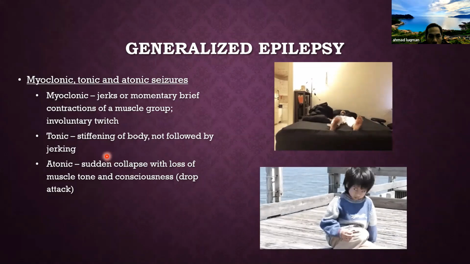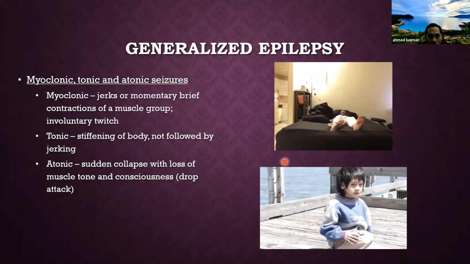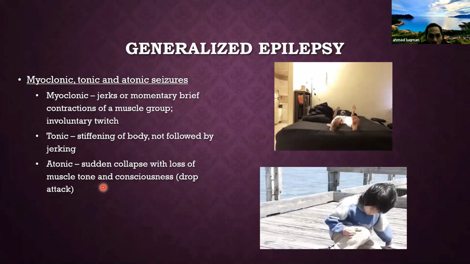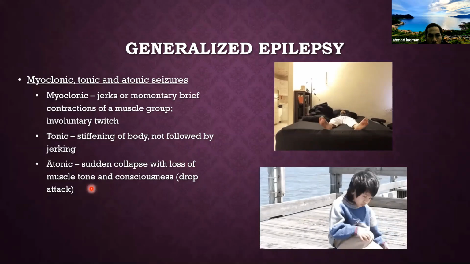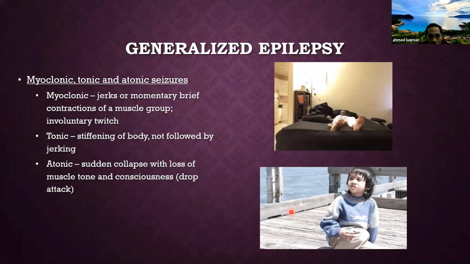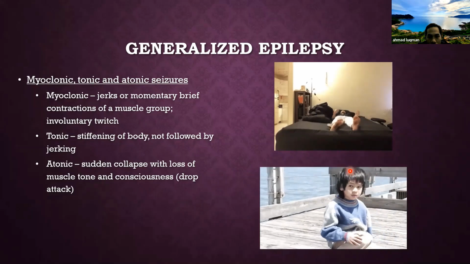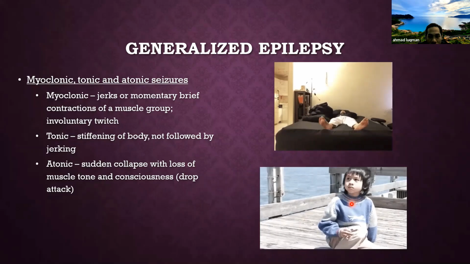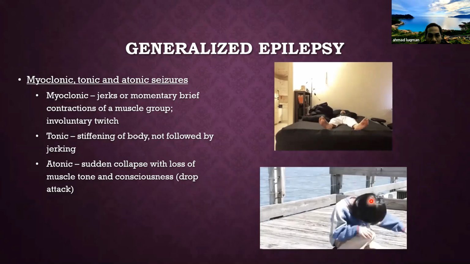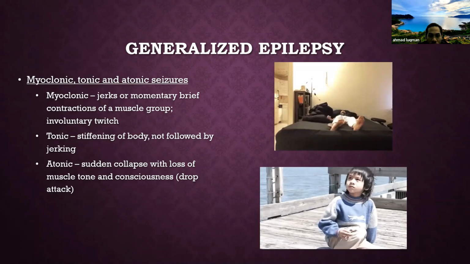The next one is tonic, which is stiffening of the body not followed by jerking. It is a generalized increase in muscle tone. And the next one is atonic seizure, which is a sudden collapse with loss of muscle tone and consciousness. It's also known as drop attack. As you can see in this slide here, the head suddenly drops, like it happens suddenly. Atonic seizure is often combined with a myoclonic jerk followed by a transient loss of muscle tone, causing the sudden fall.